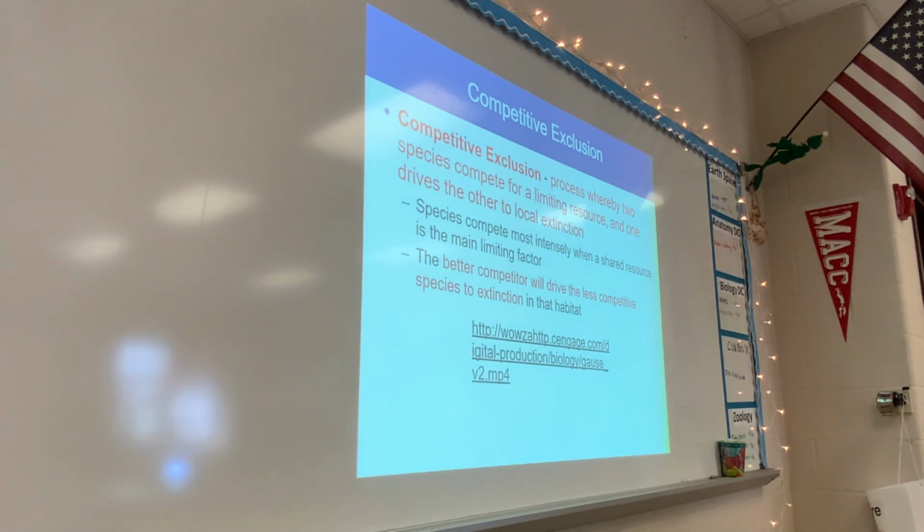Now, we also have something called competitive exclusion, which is a process where two species compete for a limiting resource. One drives the other to local extinction. Now, local extinction means it's extinct in the area, it's not extinct overall. So, when we are trying to get the same thing, one of them is just going to do a better job than the other. And so, it's going to compete in that area and just do a better job to get the resources over the other. And that's all you follow? Better competitor will drive the less competitive species to extinction.